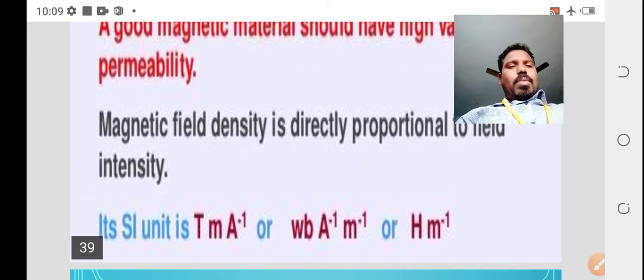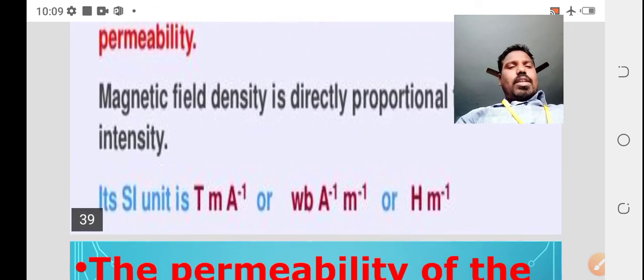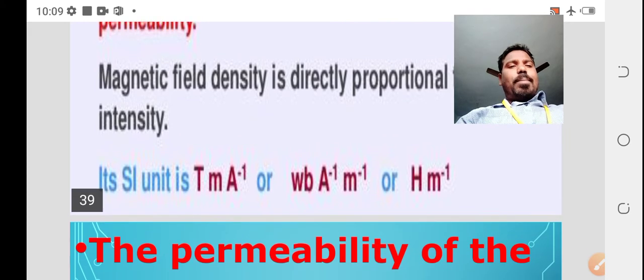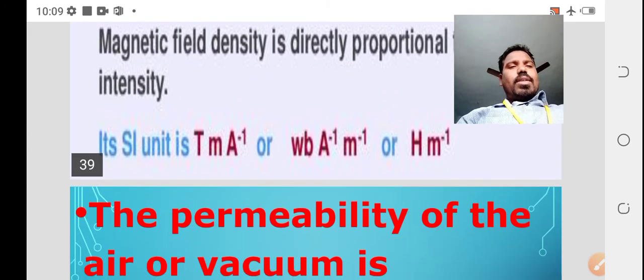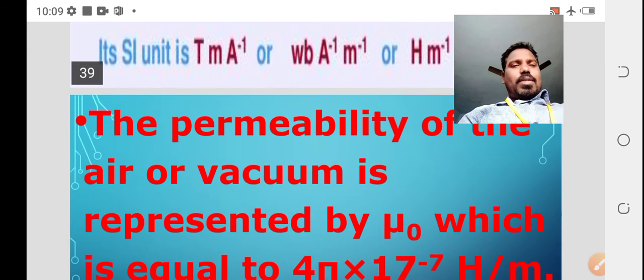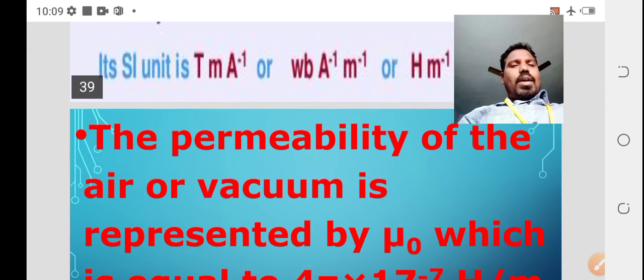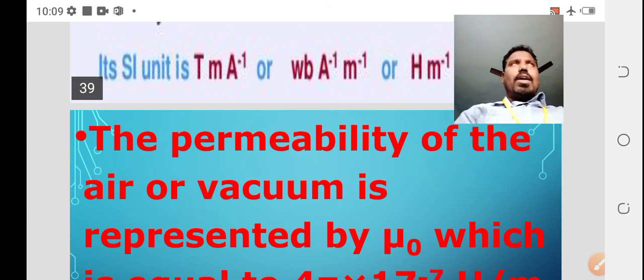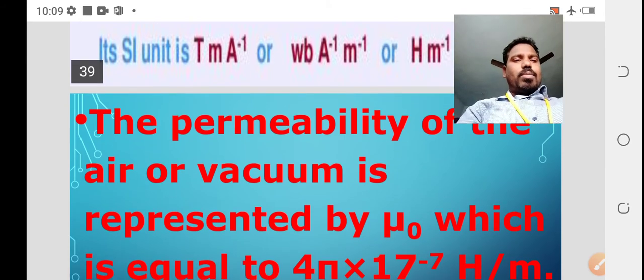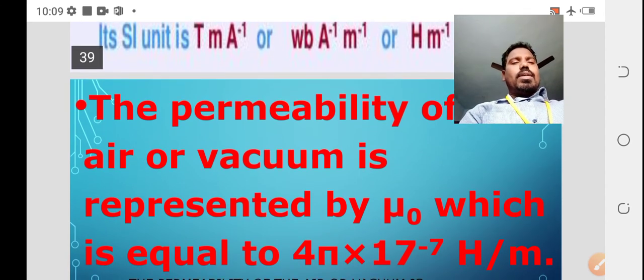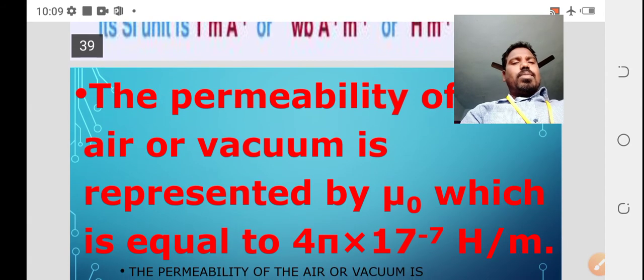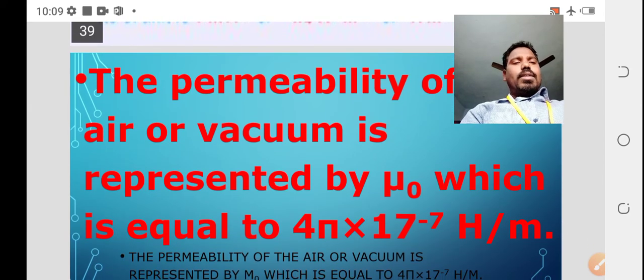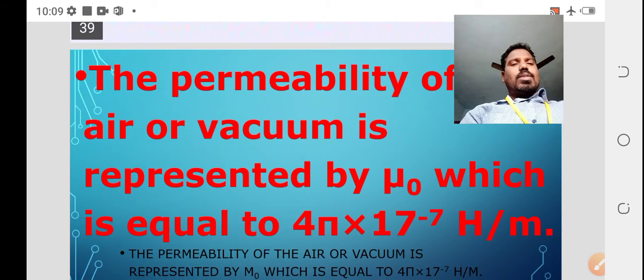So what are the units of permeability? They are Tesla per ampere, Weber per ampere meter, and Henry per meter. These are the units of magnetic permeability. The permeability of air or vacuum is represented by the symbol mu naught, which is equal to 4 pi times 10 to the power of minus 7 Henry per meter. Sorry, the earlier slide has a typing mistake.